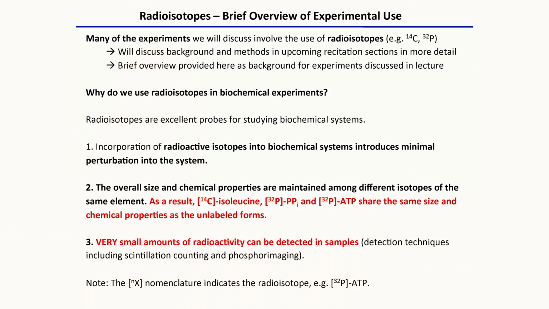So the experiments I'm going to tell you about are going to involve the use of radioisotopes, okay, like C14, P32. And the question is, why do we like to use radioisotopes in biochemical experiments? They're really excellent probes, is the bottom line. And one reason for that is that if you can use a radioisotope like C14 or P32, it's introducing minimal perturbation into your system, right?